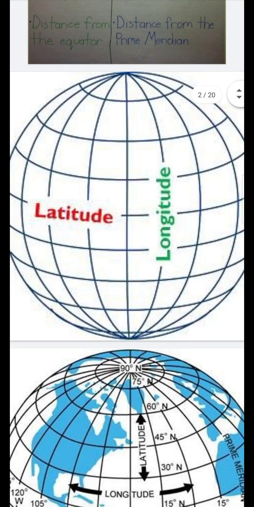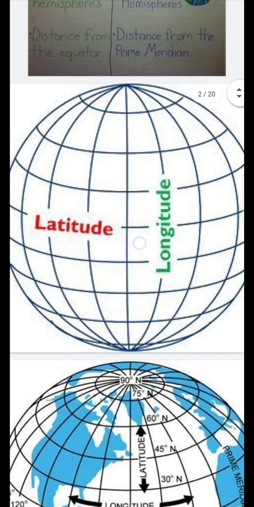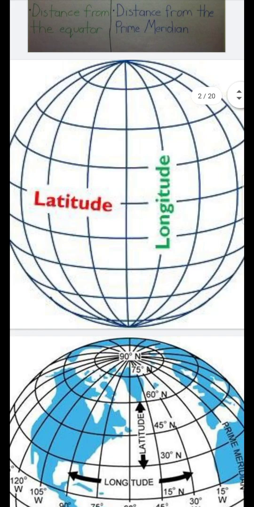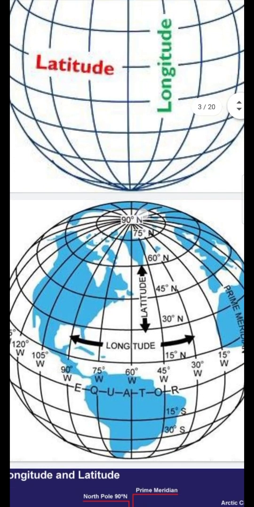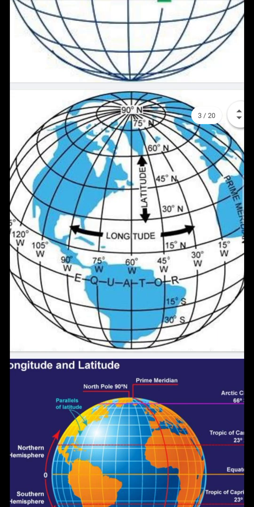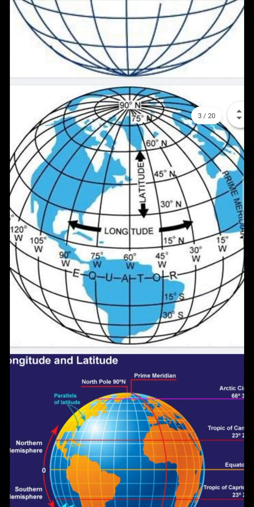These are some images of horizontal and vertical lines, which are known as latitude and longitude. Here is a diagram: 90 degree, 75 degree, 60 degree. They are measured from the north pole. N is denoted as north pole, S as south pole, W as west and E as east.